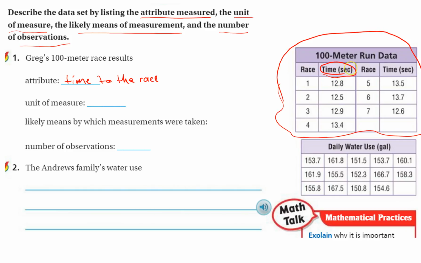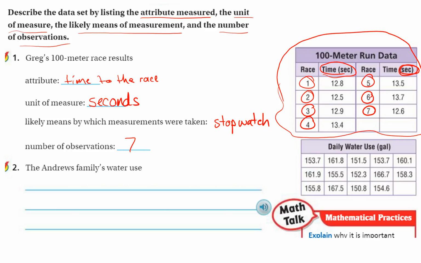What unit of measurement? Well, we can see here he used seconds. Likely means by which the measurements were taken. Well, if you're timing somebody, you usually use a stopwatch. And the number of observations, how many races did he run? 7 races. So there were 7 different times that he recorded.